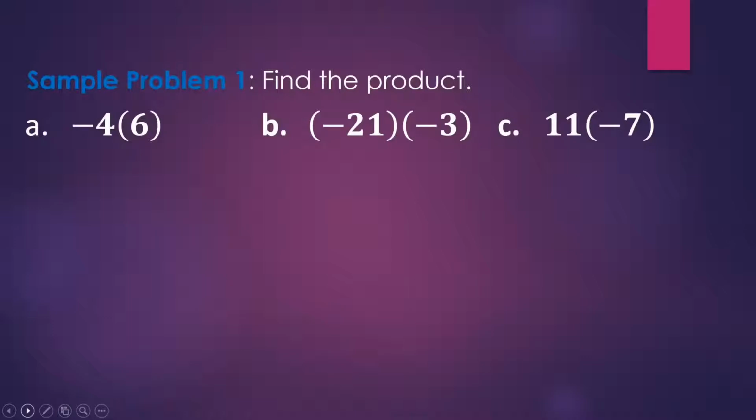If I look at A, I'm doing 4 times 6. We all know 4 times 6 is 24. But I have a negative and a positive, so I should end up with a negative 24. Good job.